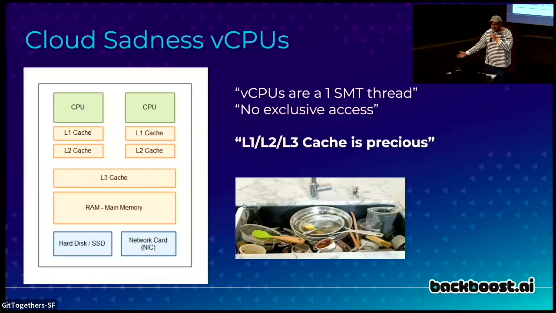Okay, cloud sadness, part 2: virtual CPUs. It's a virtual machine, right? So you don't even get exclusive access to the CPU cores. Each CPU core typically has 2 threads, it's SMT2. So yeah, you're not getting exclusive access to the cache.